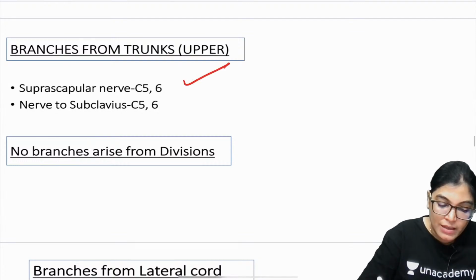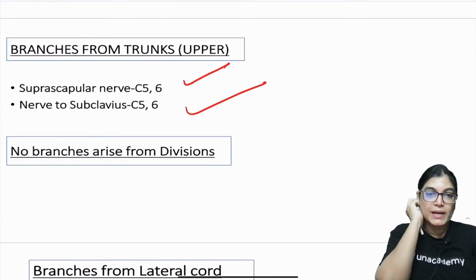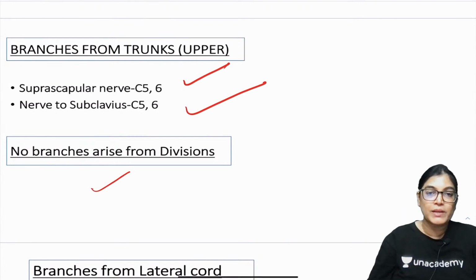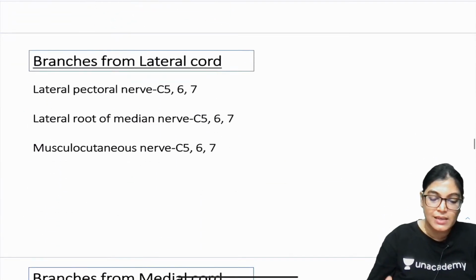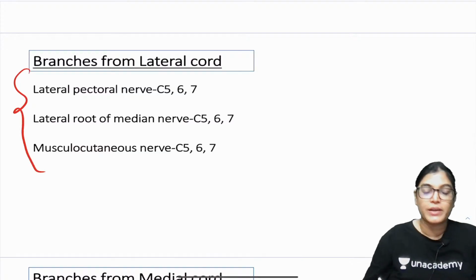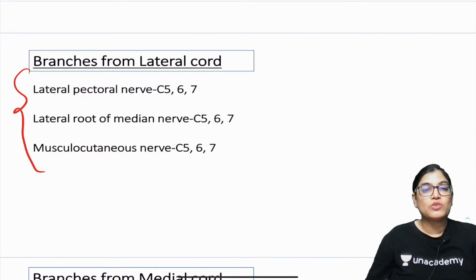Branches from upper trunk: nerve to subclavius and suprascapular nerve. No branches from division, absolutely right. Some of the students have already given this answer. Branches from lateral cord: lateral pectoral nerve, lateral root of median nerve, musculocutaneous nerve.